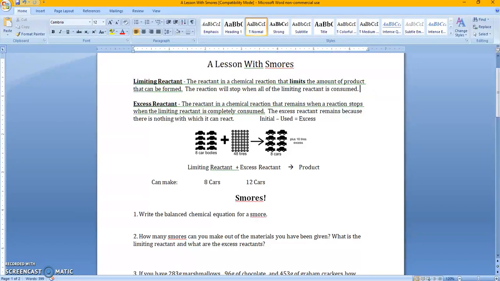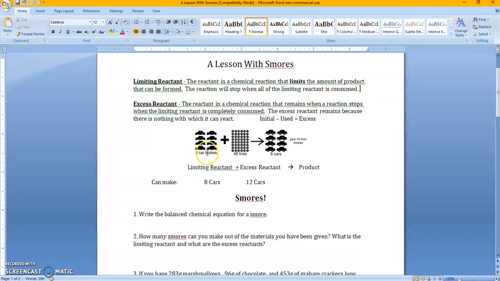So you guys already know this. When you look at anything that you're trying to make, you always have something that limits how much you can make. Alright, so a limiting reactant is the one that limits. An excess reactant is the one you have enough of or plenty of whenever you're making something. Okay? So our equation that we use is initial, what you have initially, minus what you used is equal to your excess, or whatever is left over.